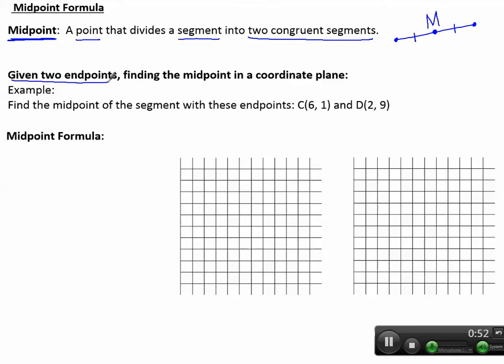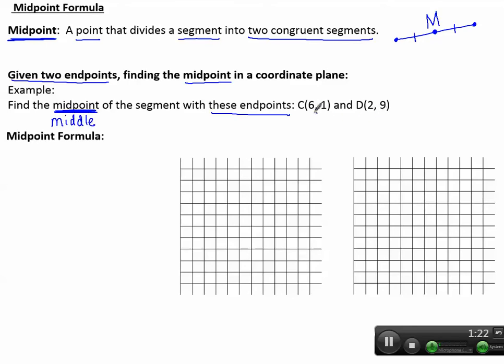Given two endpoints, finding the midpoint in a coordinate plane. Here's an example. Find the midpoint of the segment with these endpoints. Point C is (6, 1), and point D is (2, 9). Remember that the midpoint is like the point in the middle. We think of the middle.